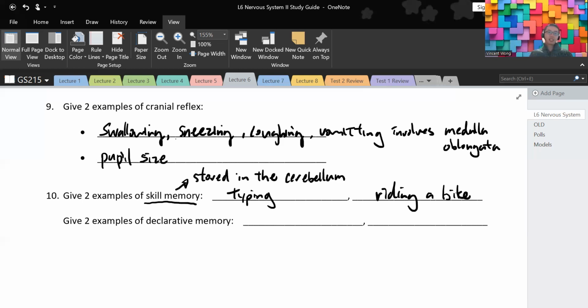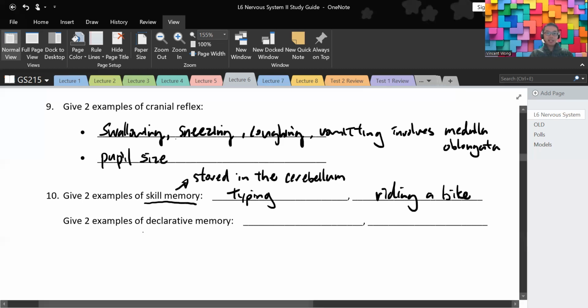Another example is playing video games. If you keep on pressing the same sequence of buttons, people are able to do it from memory easily. Whereas declarative memories are stored in the hippocampus.